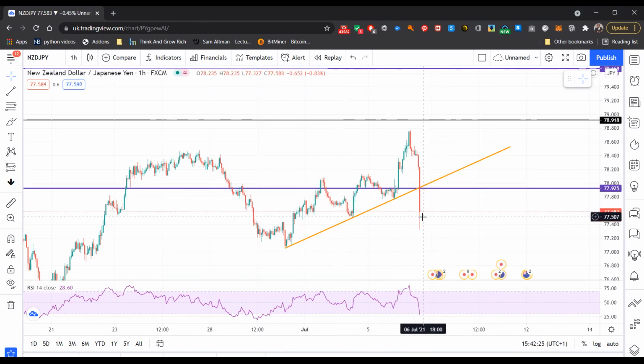So if this breaks out, well, I'm looking to sell the market. If this holds, I'm looking to sell the market if we probably get a retracement back up. Now, let's look at our example.